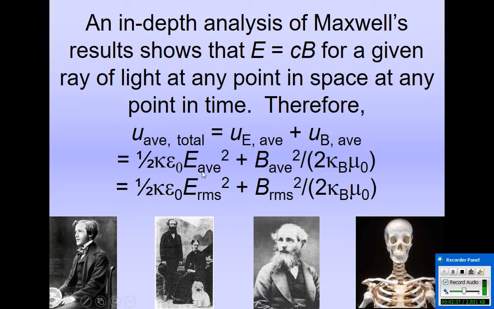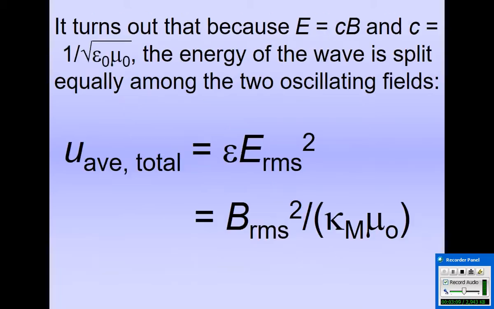And we have to actually look at the average values of the field strengths. So in the oscillating waves, the best expression is actually using RMS values for the electric and magnetic field strengths. If you want to put it into maximum terms, you would get 1/4 kappa times epsilon naught times E max squared plus B max squared over 4 kappa B mu naught.